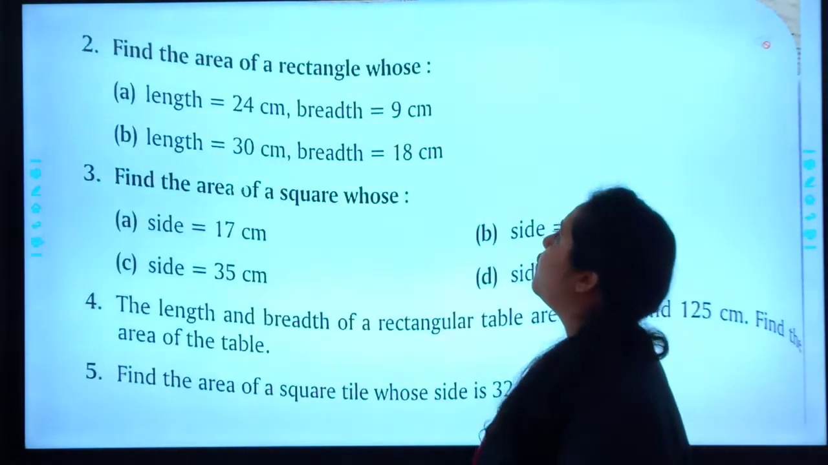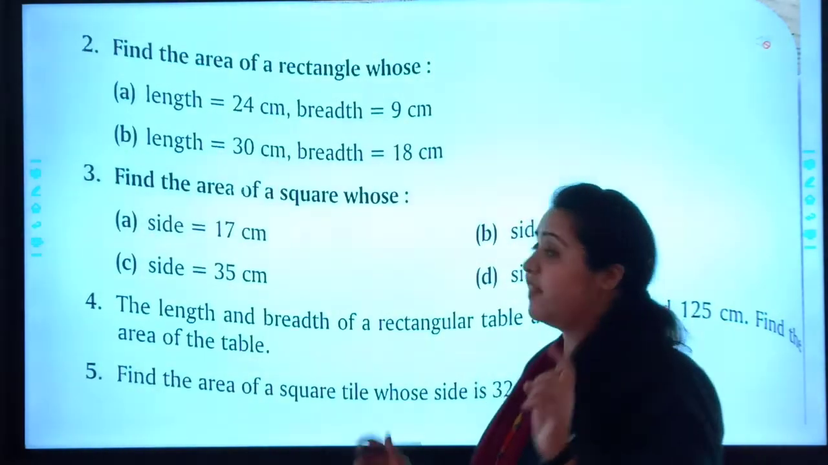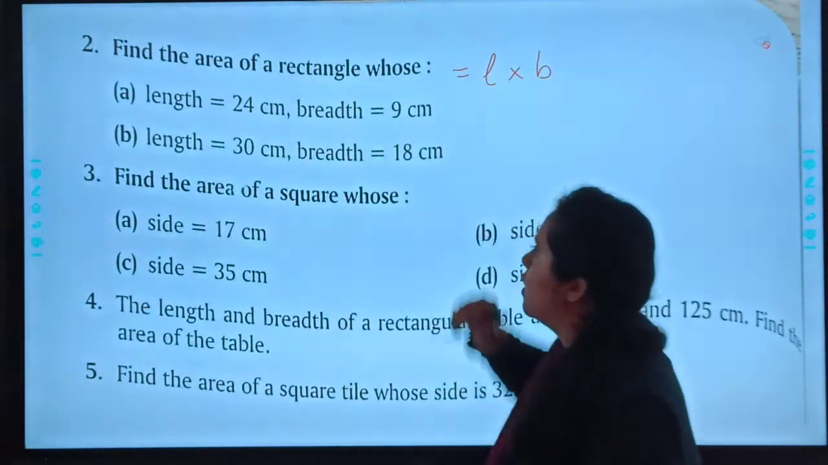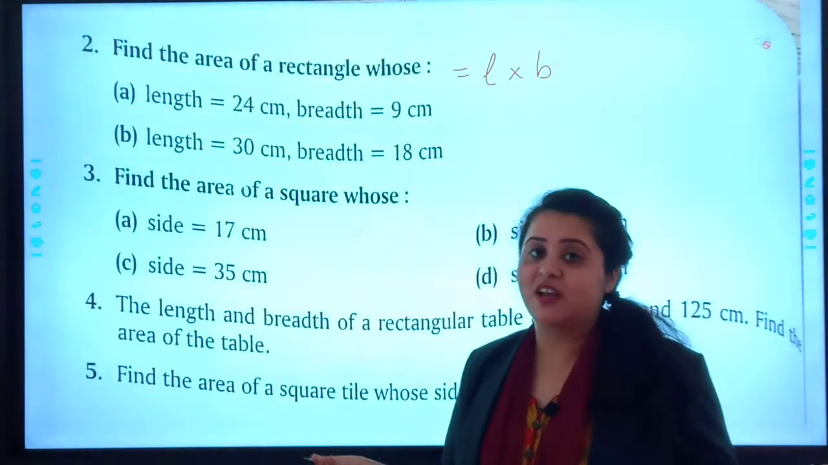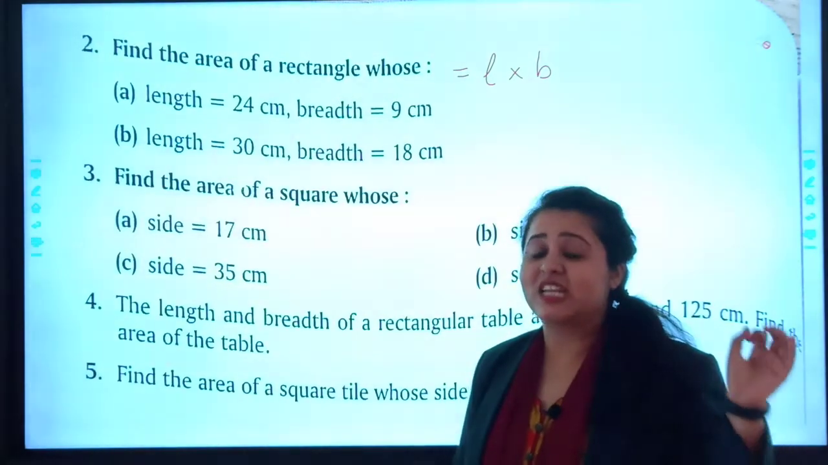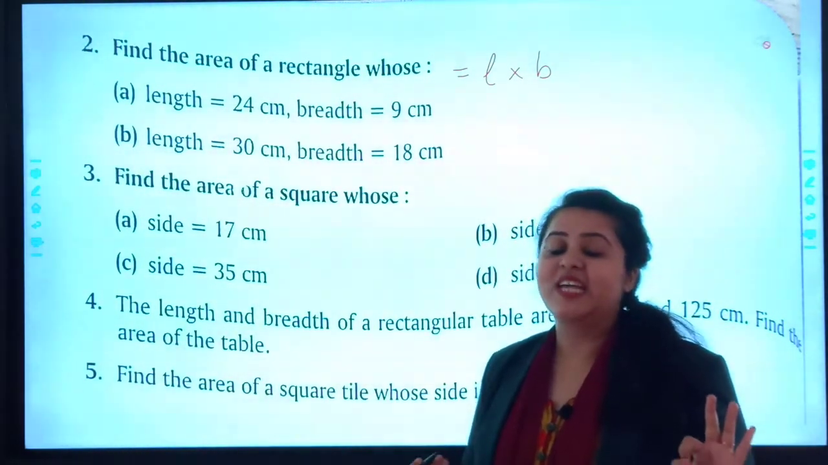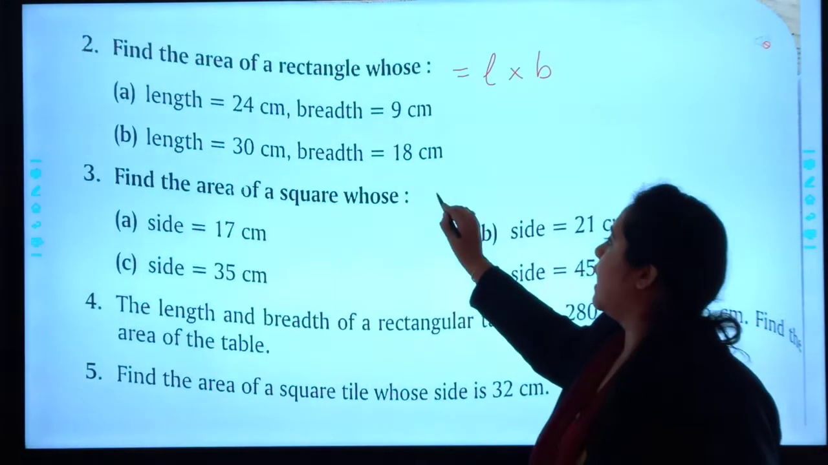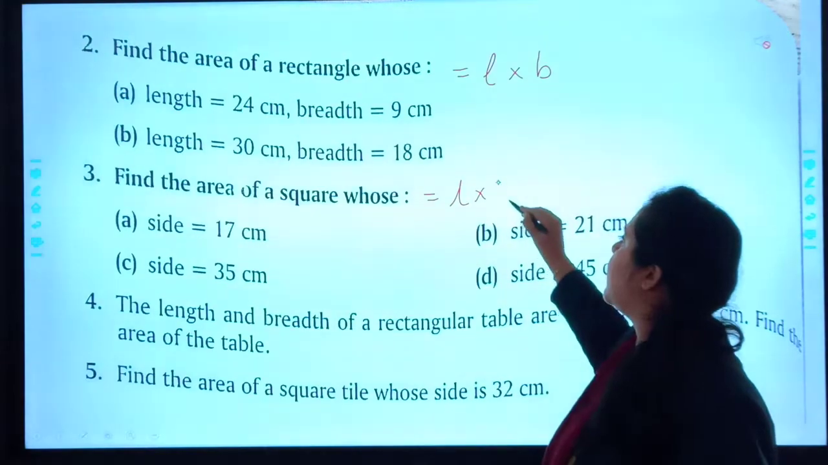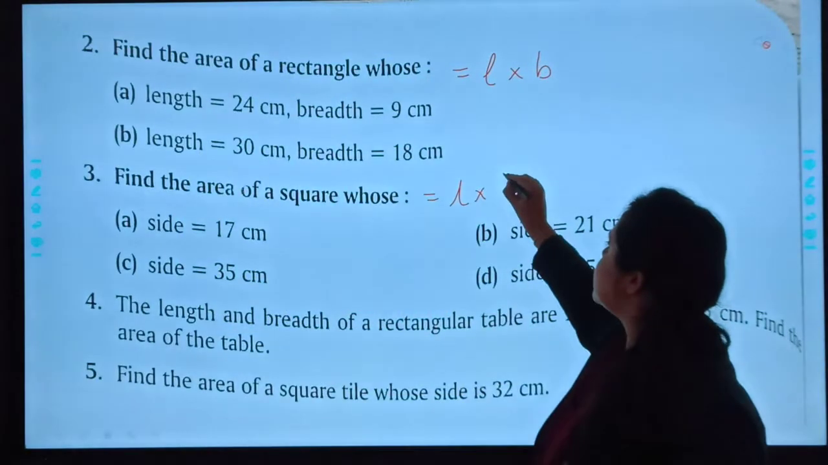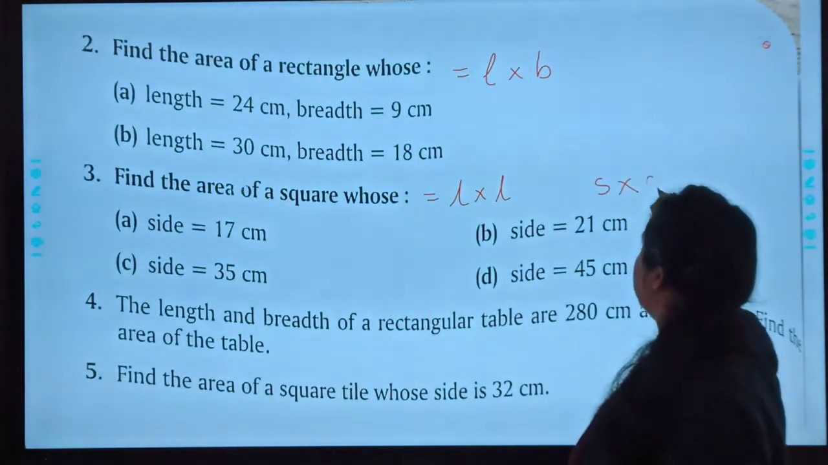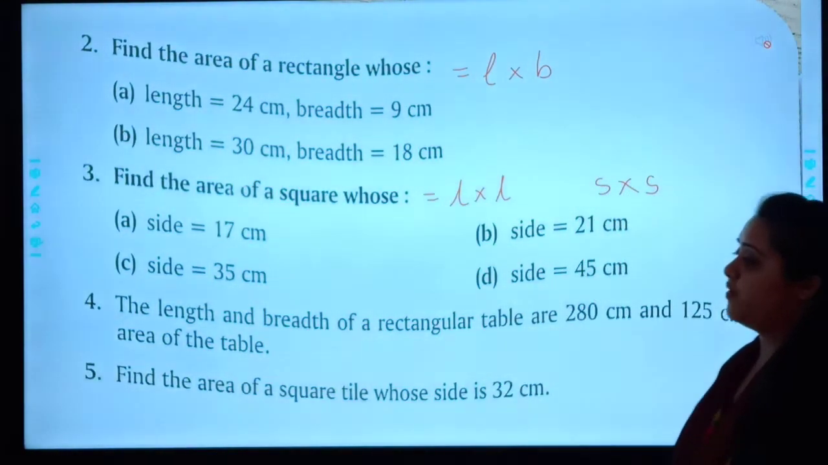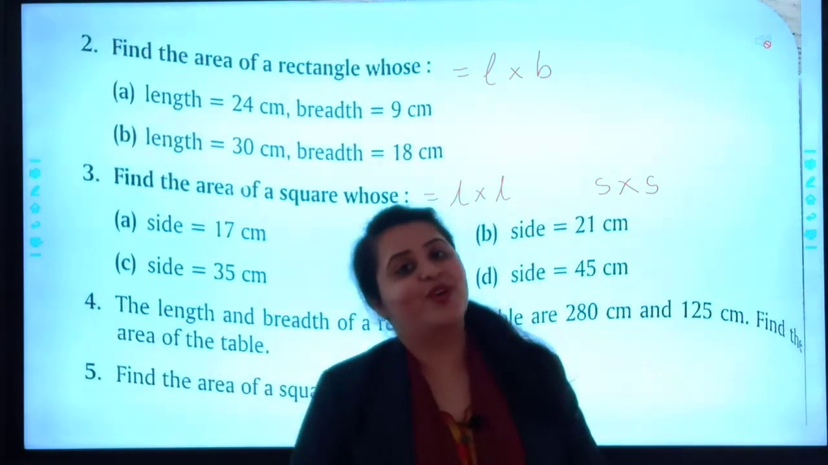Find the area of rectangle whose area का formula क्या होता है rectangle का? Length into width. So simply आपको proper presentation करना है. जैसा perimeter का presentation था, the same presentation will be applied for area also. Find the area of a square. What was the formula for area? L into L, or I can say side into side. One and the same thing. So students, third, fourth, fifth, you will be solving as a part of your worksheet.